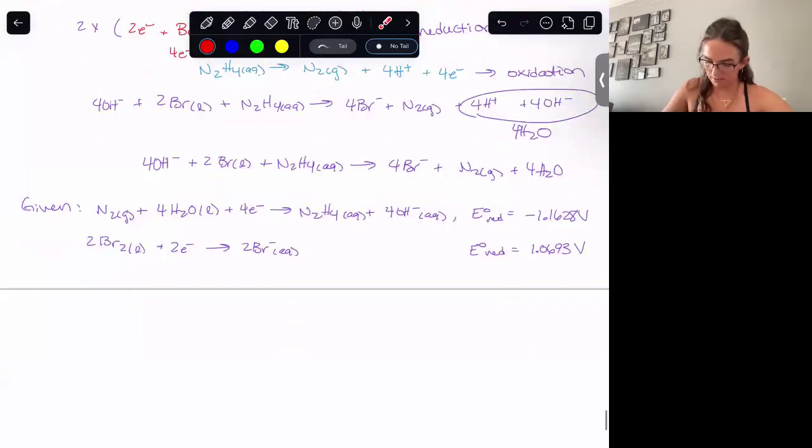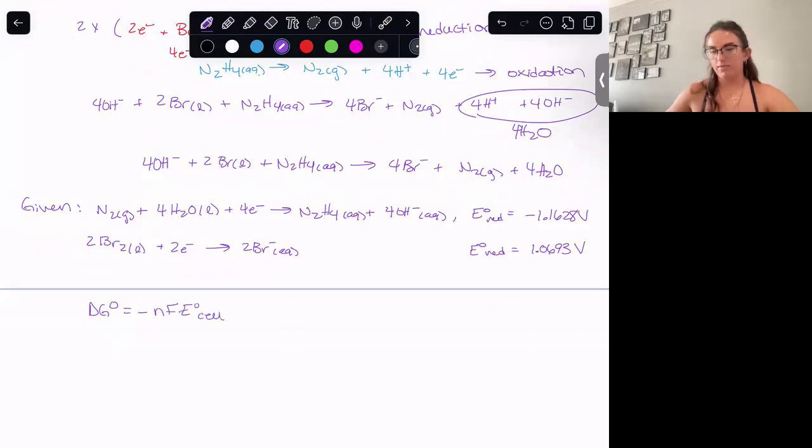Yep, so we do know that delta G is equal to negative nFE naught cell. Do we have E naught cell? And if we don't, can we find it? Yep, so then we know that E naught cell is equal to E cathode minus E anode.